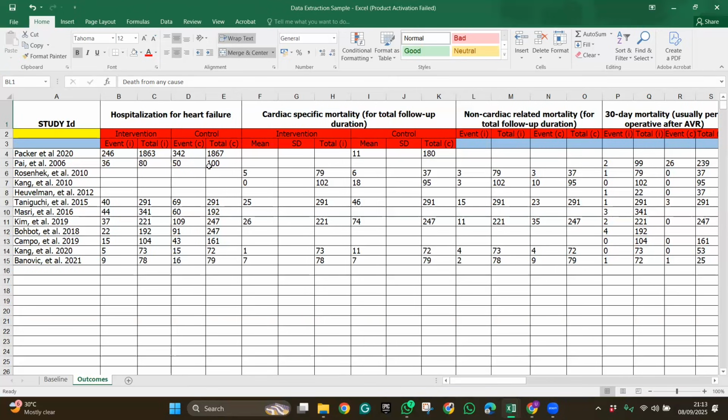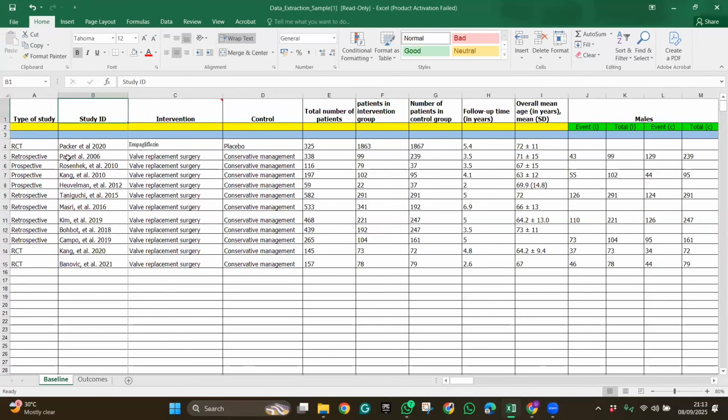Then we learned how to extract the data from the baseline table into the extraction sheet. I told you guys you're going to use this format for the baseline table. You're going to write the type of study, the study ID, the intervention, control, number of patients. I told you guys you are supposed to make the extraction sheet on Excel. You're not going to use anything else for extraction, just Excel.